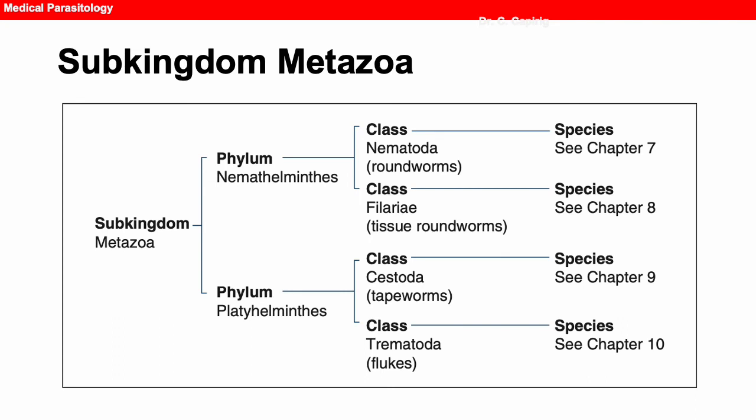For the subkingdom Metazoans, we have the phylum Nemathelminthes and the phylum Platyhelminthes. The phylum Nemathelminthes, these are the roundworms. It's further classified into class Nematoda and class Filariae. For phylum Platyhelminthes, it's further classified into Cestoda and Trematoda. For Cestoda, they are the tapeworms, and Trematoda, they are the flukes.